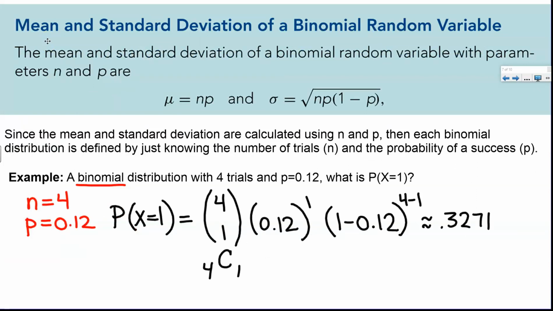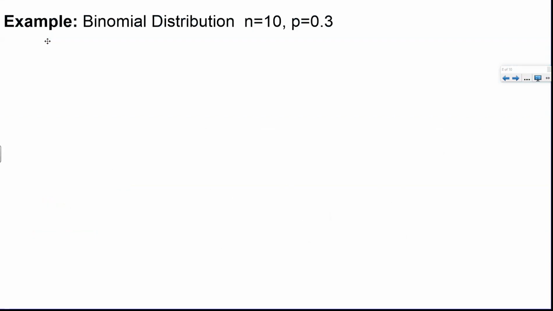All right, so let's do some more examples. For this one, we're going to do a binomial distribution with 10 trials, and the probability of success is 0.3. The first one we want to do is find the probability that x is equal to 2.